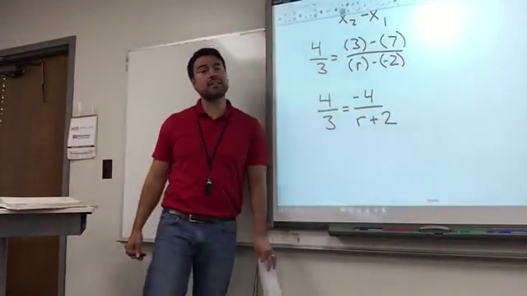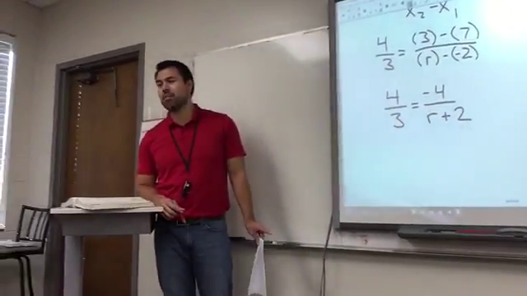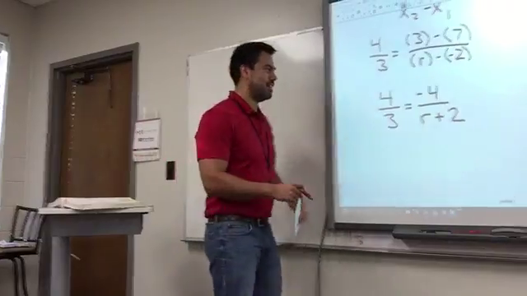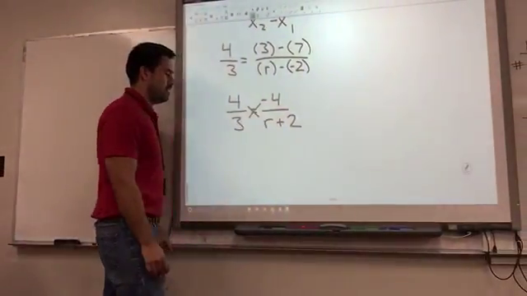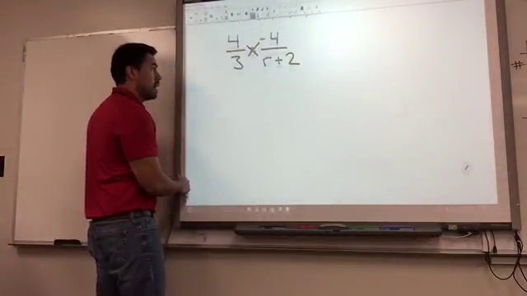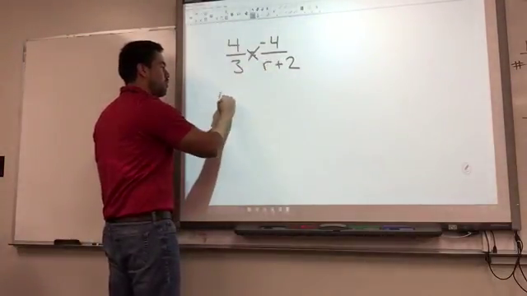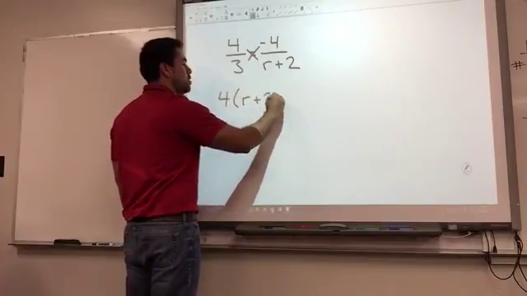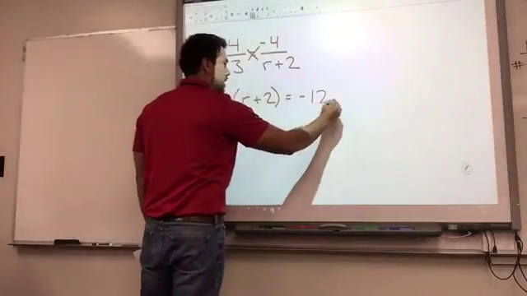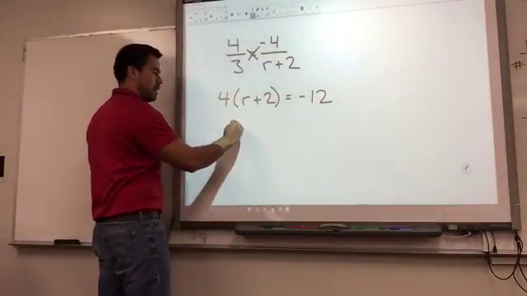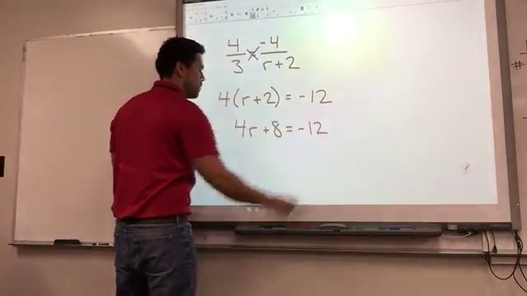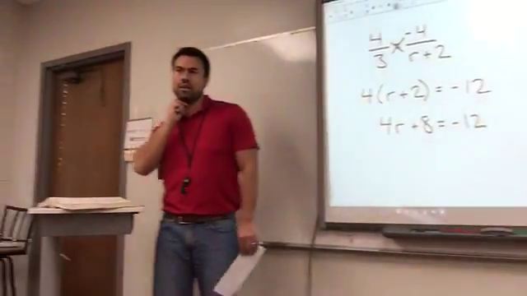And again, these technically can be done in the head, but if you throw yourself off, all that work was for nothing. I'd rather get it right than sometimes get it right. Okay, so what's 4 times r plus 2? 4 times r plus 2 equals, what's 3 times -4? -12. All right, distributive property. 4r plus 8 equals -12. And then solve for r. I'll let you do that.